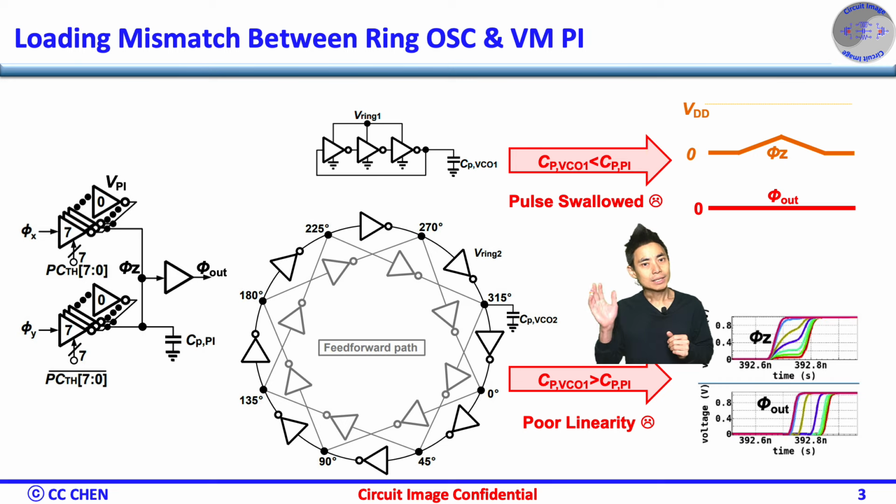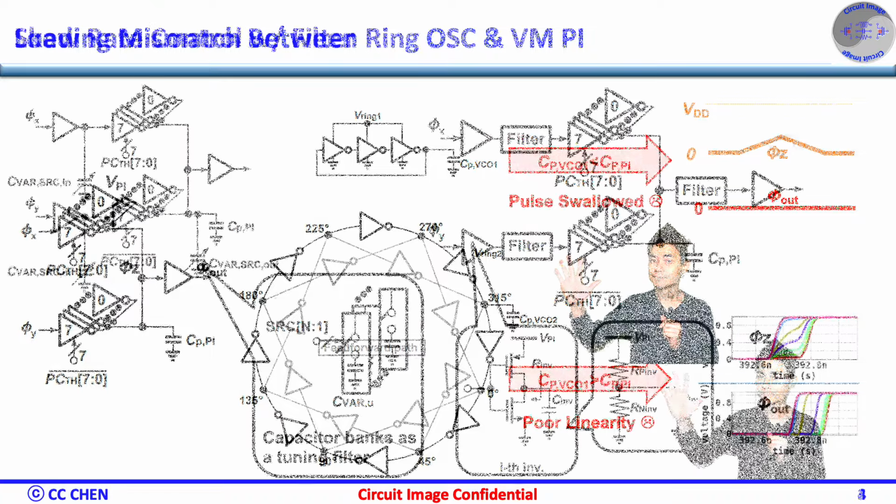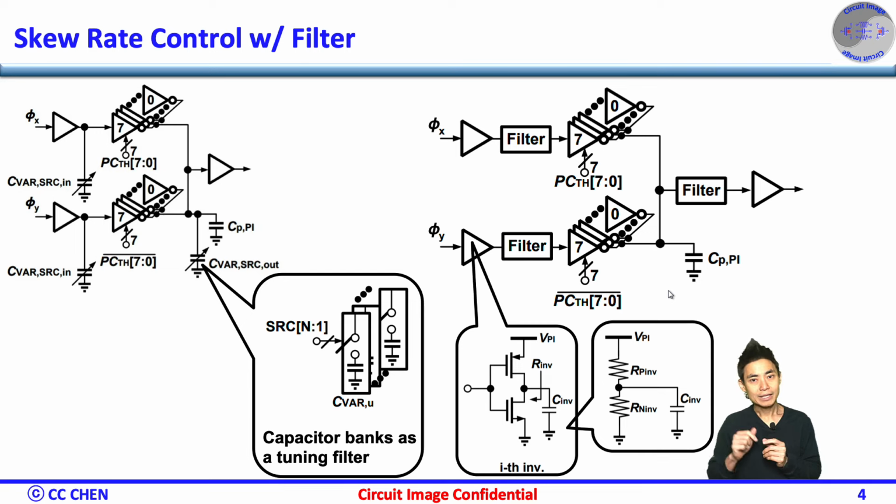Again, if your server does not apply a ring oscillator-based PLL as your clock source, then the ring oscillator is an extra power overhead. What would you do for the slew rate control? Think about the filter image for 5 seconds. Bingo! Just adding a few capacitor banks as a tuning filter, from your signals class 101.